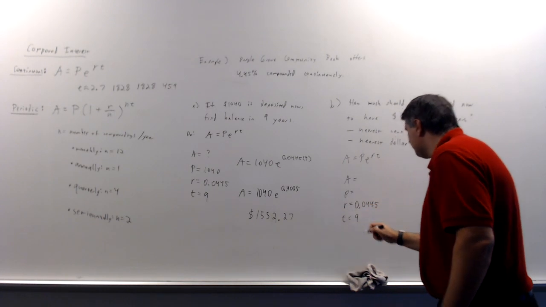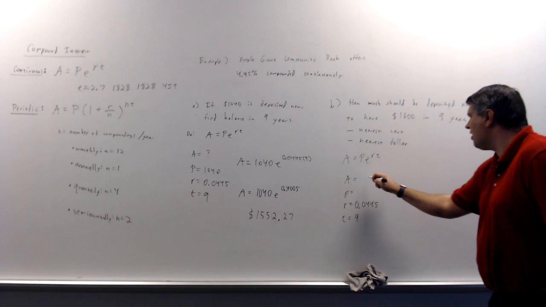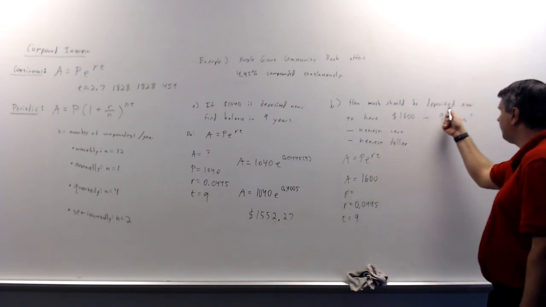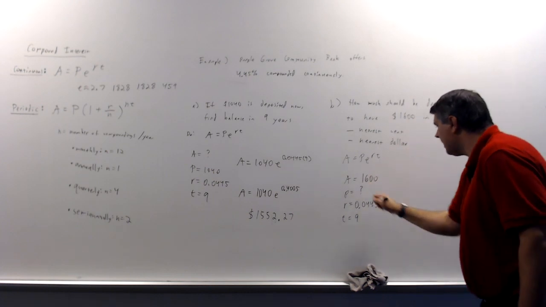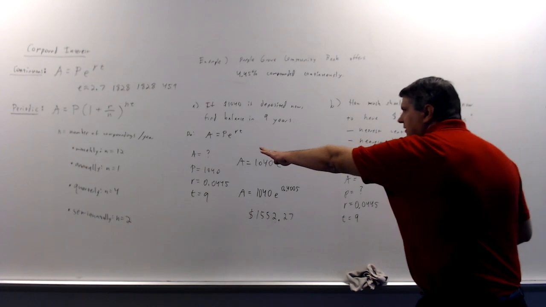T is 9. Now that 1,600 is what we're hoping to have in 9 years. That is an accumulated value. We don't know what we're depositing, what we're starting with. As I said, determine what your values are before you start plugging things in.